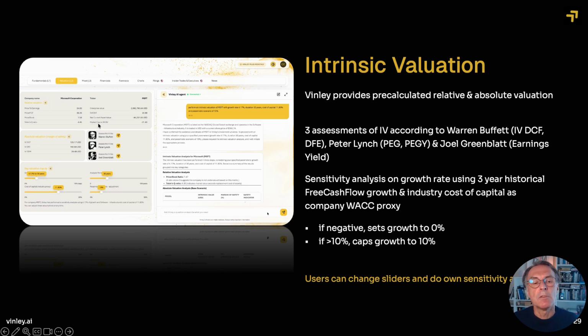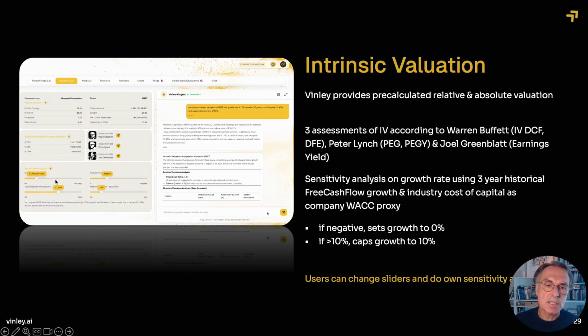And there, in fact, Vinley will do, let's say, pre-calculations for you, where you don't have to send a prompt. It will immediately come in the user interface. So you're going to have, first of all, relative valuation measures. You're going to have immediately, even without sending a prompt, the calculation of the intrinsic valuation discounted cash flow, intrinsic valuation discounted future earnings, and intrinsic valuation dividend discount model. Of course, that's going to be zero, the DDM, if the company is not paying out any dividends, of course, right? We agree.